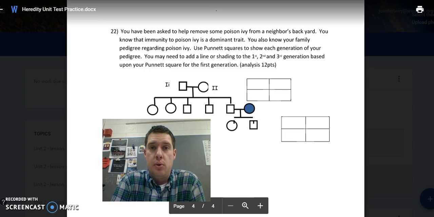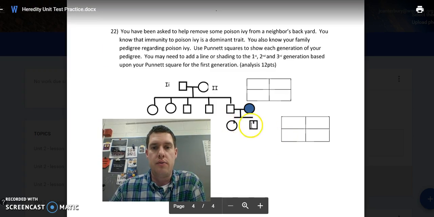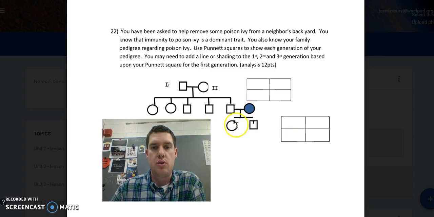So, as promised, here is a quick help on number 22 for your Heredity unit practice test. Now, I told you that this one was going to require a little bit of explanation because the answer to figuring out the genotypes of these two individuals in this third generation, it depends.